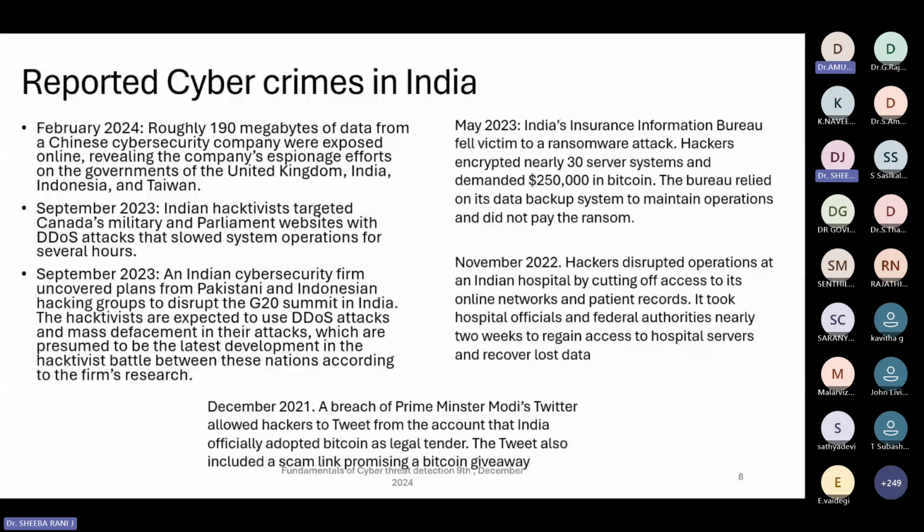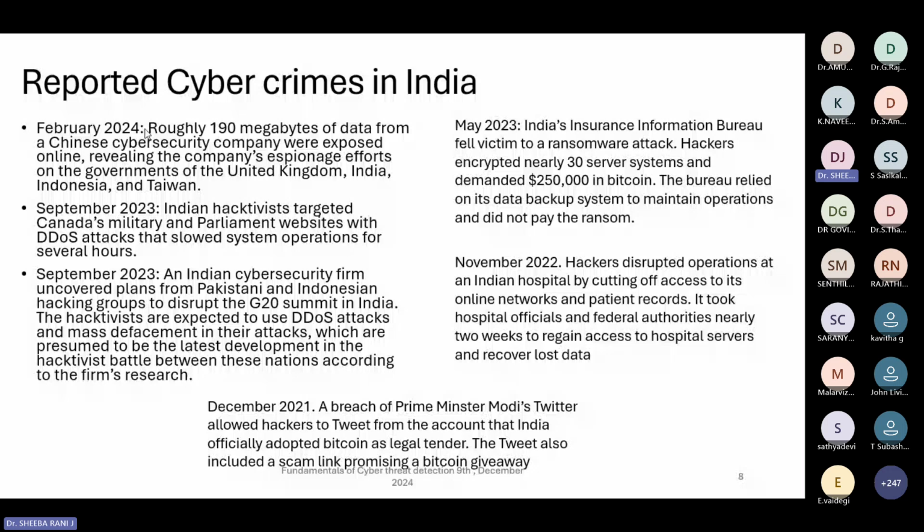So you see the reported cyber crimes in India. Okay, just for you to know what is happening in and around that. In February 2024, roughly 190 megabytes of data from a Chinese cybersecurity company were exposed online, revealing the company's espionage efforts on the governments of the United Kingdom, India, Indonesia, and Taiwan. See, this has happened, right? So what are the dealings between China and India? All the details are in that 190 megabytes of data.